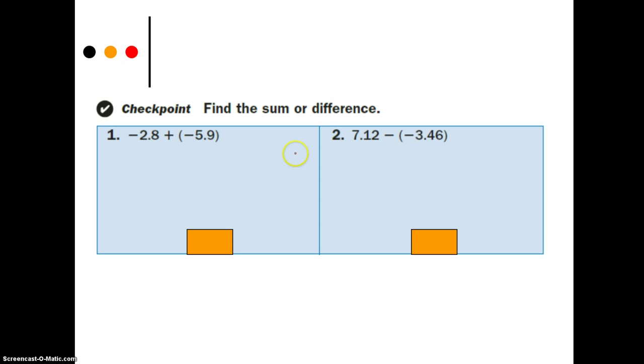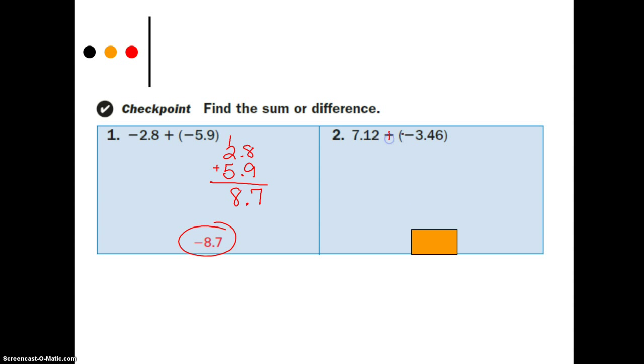Find the sum or the difference. Remember to line up the decimal. Pause the video at this time. Number 1, 2 and 8 tenths plus 5 and 9 tenths. Same sign, so we add. Bring down the decimal. Both signs are negative, so the answer is going to be negative.